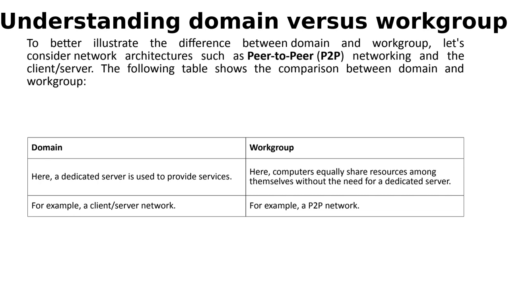What is the difference? Why don't I just keep working like a workgroup? Why do I need to install a domain controller and have a server client network? Because it will give me more features, security, scalability, efficiency. An example of a workgroup network is peer-to-peer.